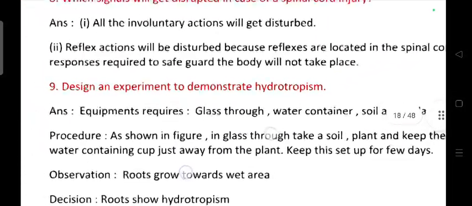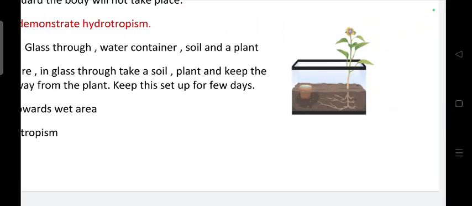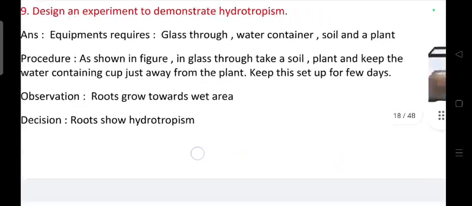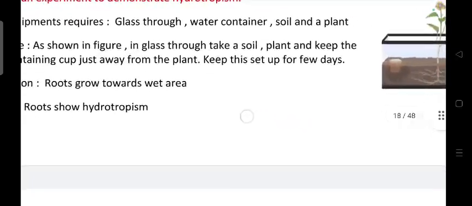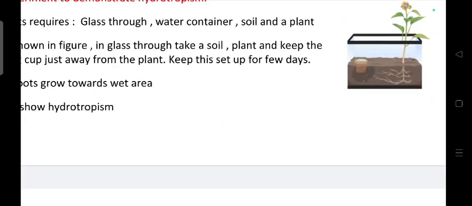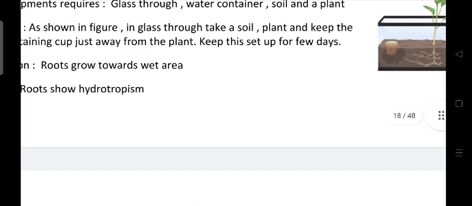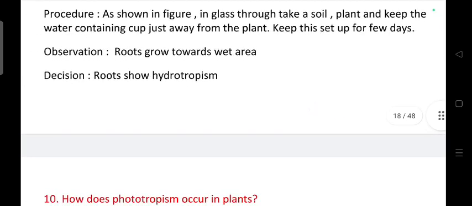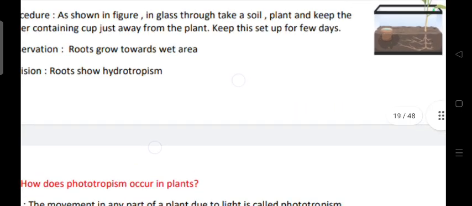So next, design an experiment to demonstrate the hydrotropism. So this is the experiment. So here is the plant. So answer is equipments required: glass trough, water container, soil and a plant. Procedure as shown in the figure. In the glass trough, take a soil, plant and keep the water containing cup just away from the plant. Keep this setup for a few days. Observation: roots grow towards wet area. Decision: roots show hydrotropism. So roots here are growing towards the water. So this is the hydrotropism.